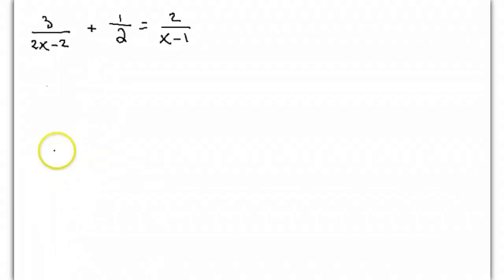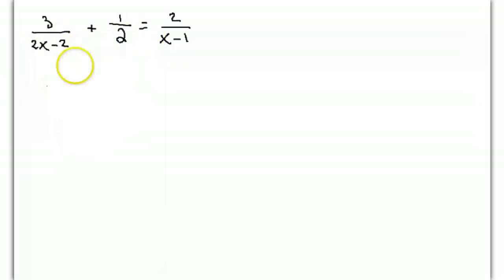And they have x's on the bottom too. Now you gotta get them all to look the same, but right now they don't. You got a denominator of 2x minus 2, a denominator of 2, and a denominator of x minus 1. You gotta think about factoring.